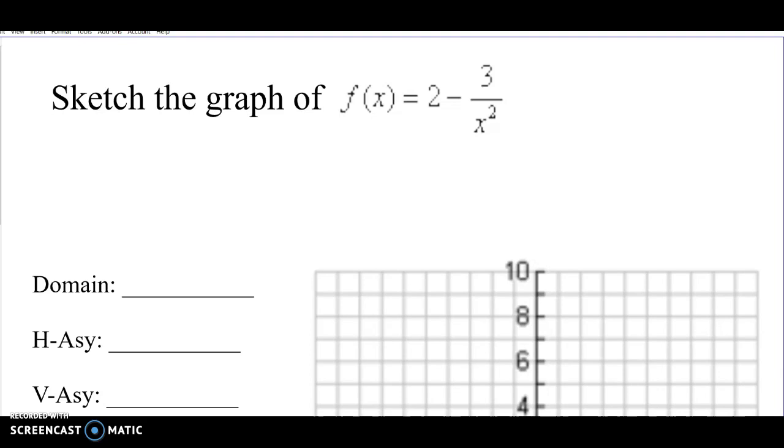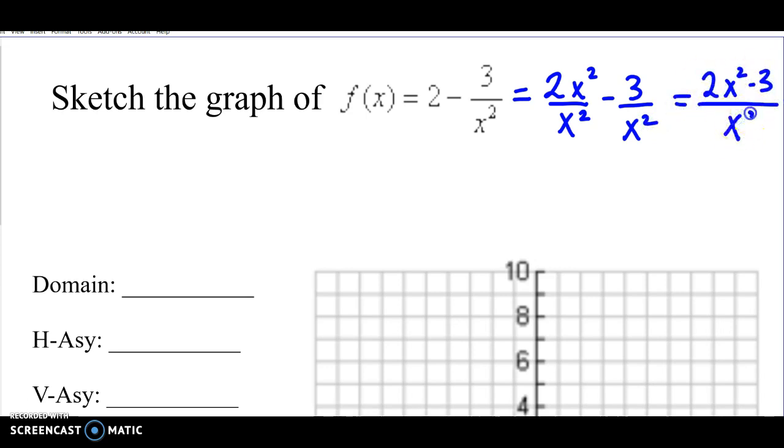You might find that it's easier to do one thing first than another, but that would be my recommendation, steps 1 through 8. So here is f of x. We want to sketch a graph of this. Before we do anything else, we want to make sure that this looks like a rational function. So if I multiply 2 by x squared over x squared, now I can rewrite this as 2x squared minus 3, all over x squared. So this looks a bit better.